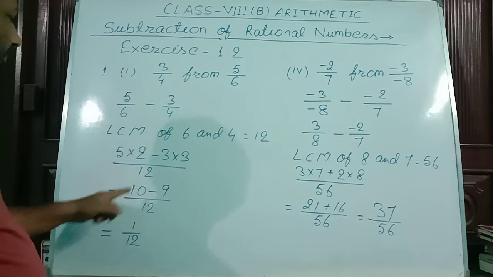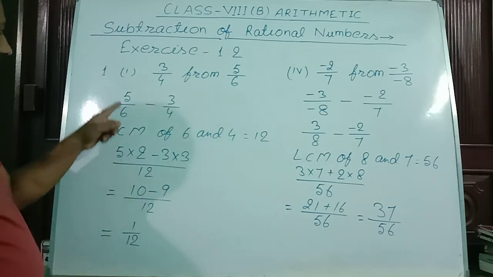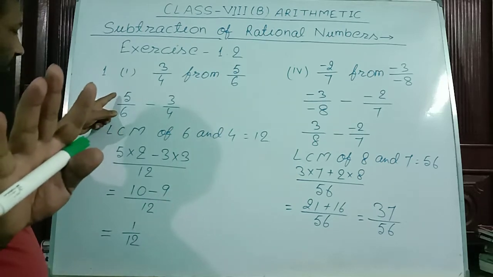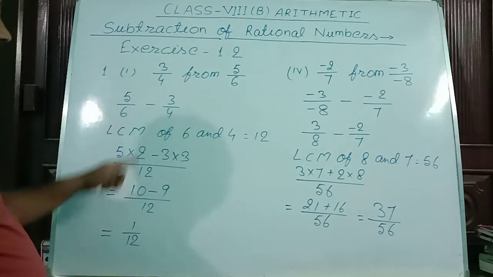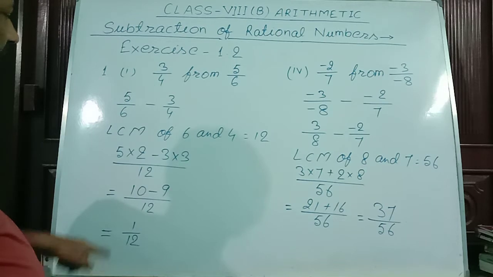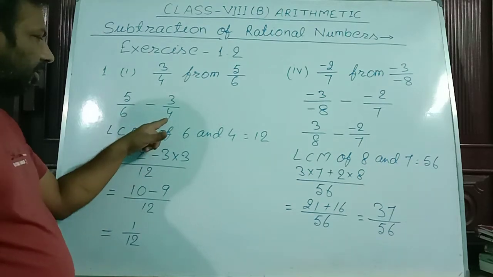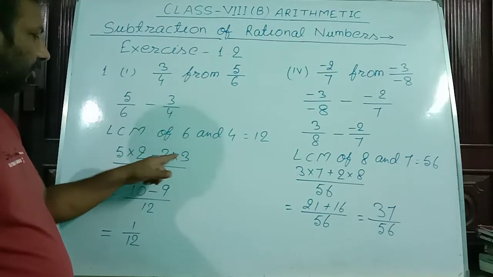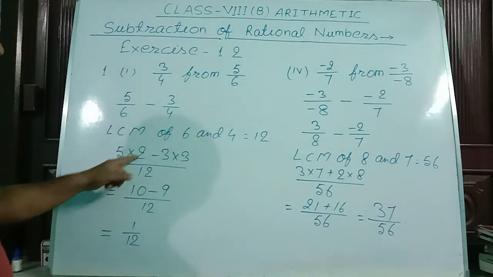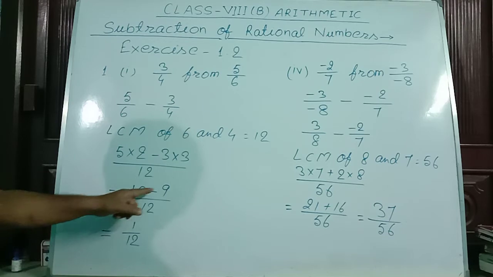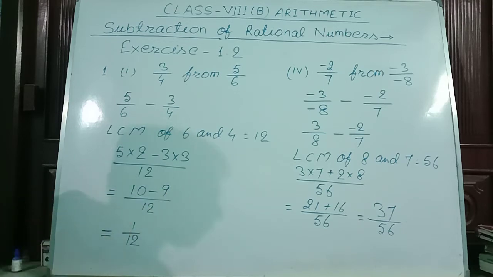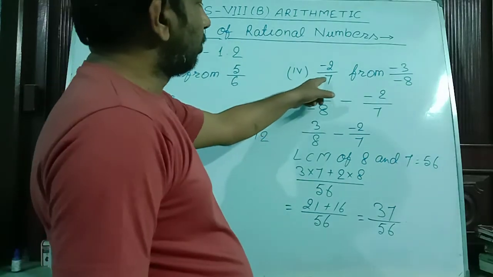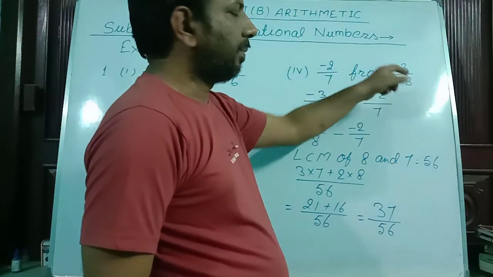Now I divided this LCM by denominator 6. I got 2. So this 5 into 2. Minus came here. Again I divided this LCM by denominator 4. 4 3s are 12. Then I wrote 3 into 3. Now this became 5 2s are 10 minus 3 3s are 9. 10 minus 9 by 12, that is equal to 1 by 12. That became the answer.